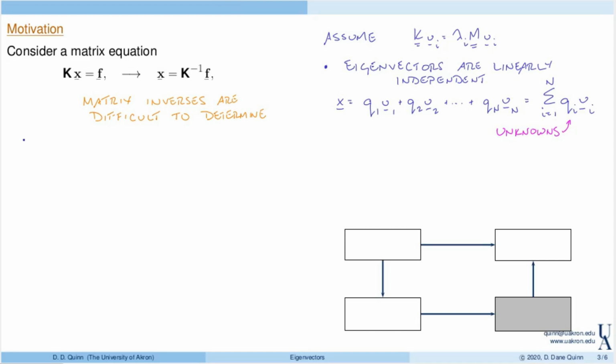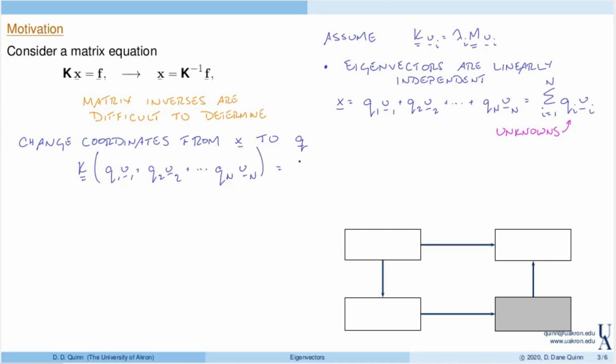So essentially, we're going to change coordinates, from x, which were the original coordinates of the problem, to instead q. So this now becomes a vector of all these different coordinates. So basically what that means is that K times x, well, x is q1 u1 plus q2 u2, all the way up to qn un, equals f.